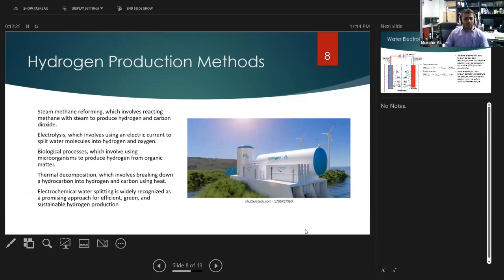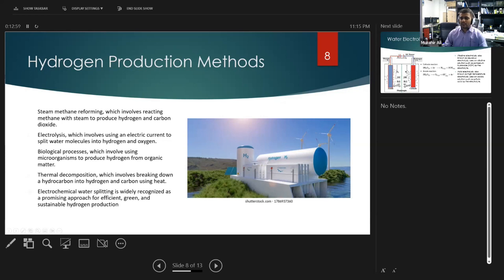So there are different methods to produce hydrogen gas, like steam methane reforming, in which methane reacts with steam to produce hydrogen and carbon dioxide. This method has some disadvantages, like it produces carbon dioxide.